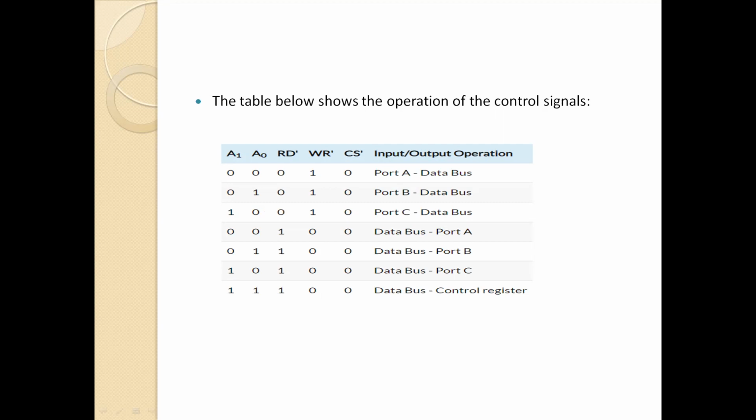This table depicts the control signals. Whatever control signals are given by these pins to the read-write control logic, here you can see that corresponding to the signals on the pins A1, A0, read, write, and chip select, the input and output operations are performed.